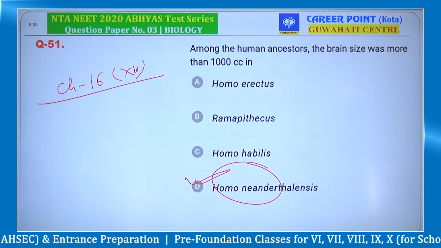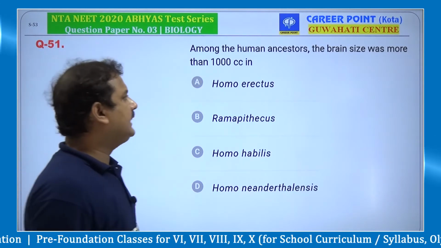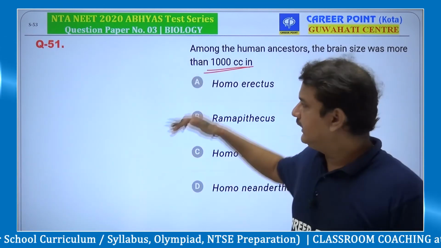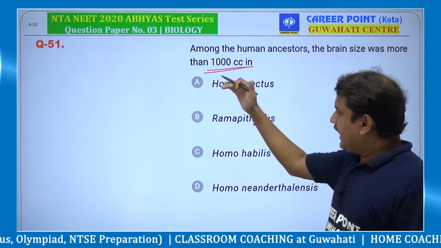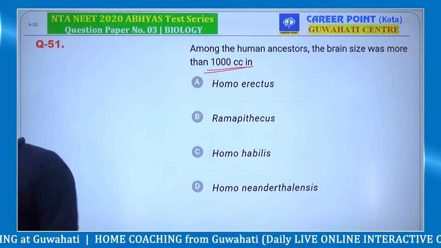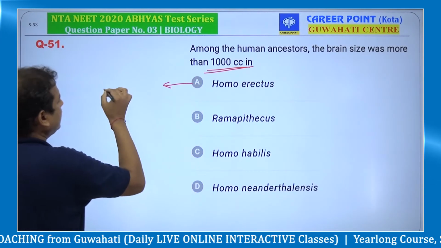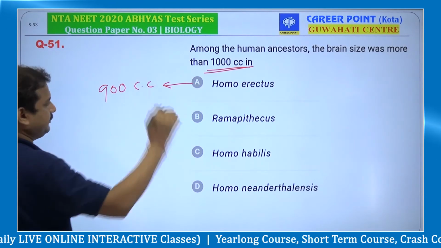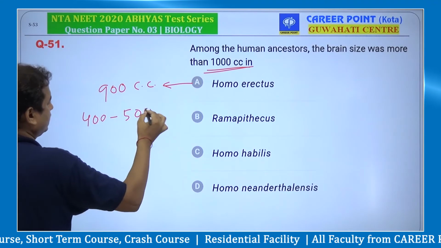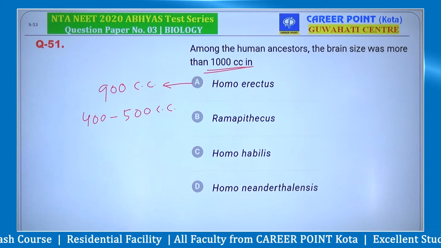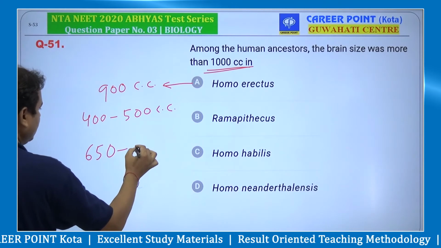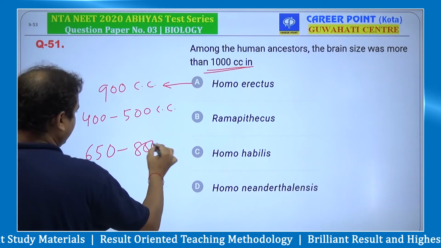Next question. Among the human ancestors, the brain size was more than 1000. So first of all, to give the answer, you should know exactly the cranial capacity of each and every species of human race. Clear? So Homo erectus has 900. Please remember, it has cranial capacity 900 cc. Ramapithecus has 400 to 500 approximately. Okay. Homo habilis is 650 to near about 800. Okay, 650 to 800 cc.